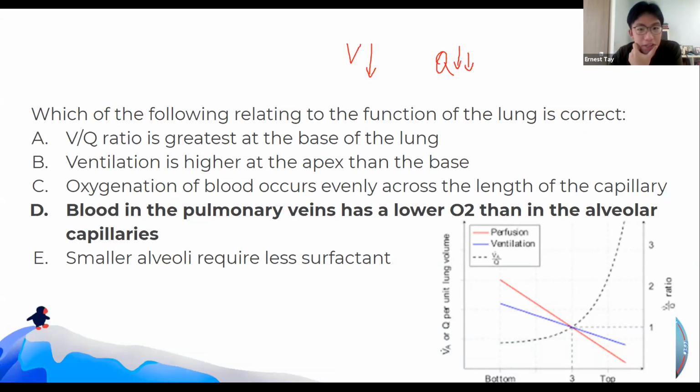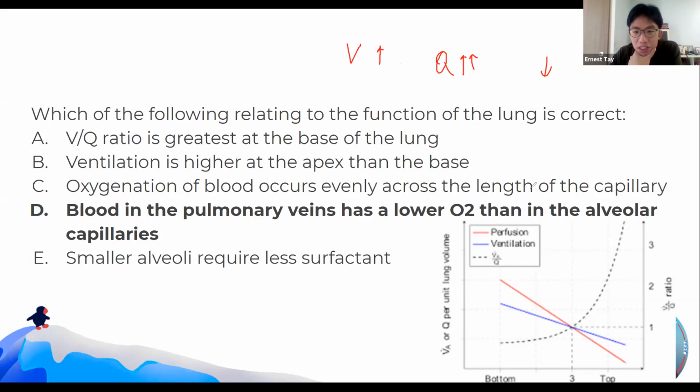Wait, sorry. V increases by a bit as it goes down the lung, but Q increases by a lot as it goes down the lung. So your VQ ratio actually decreases in the lower parts of the lung. Ventilation is higher at the apex than the base. No, it increases as it goes down the lung.